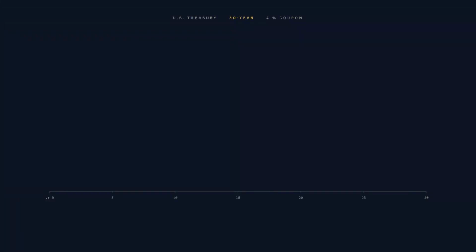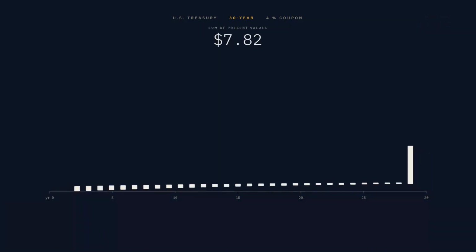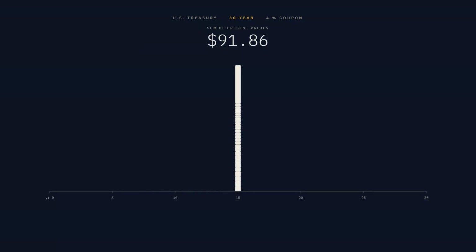What you're looking at is a 30-year US Treasury bond, a loan to the US government, considered one of the safest investments on Earth. But something strange happens to this safe bond when interest rates start to move. Imagine you bought it today for $91.86. Over the next year, rates rise by 3%.